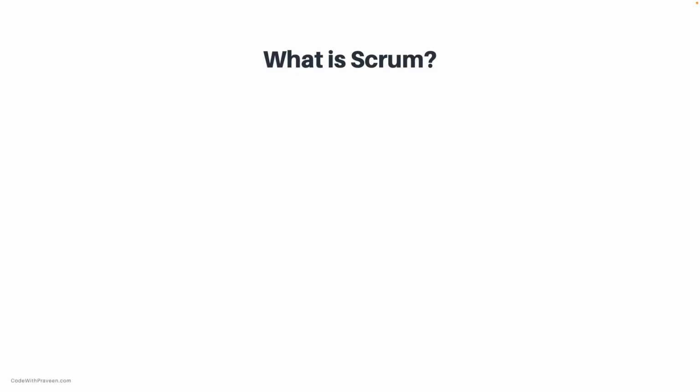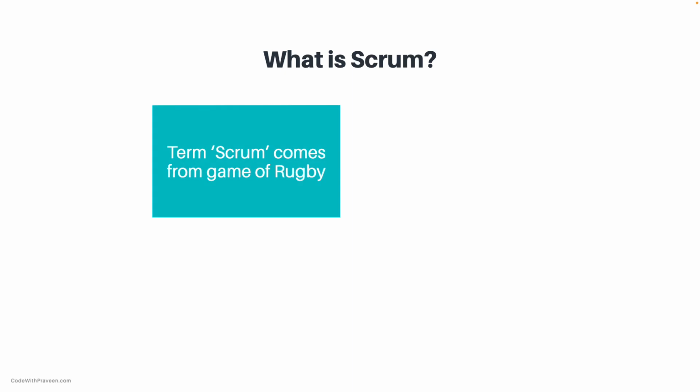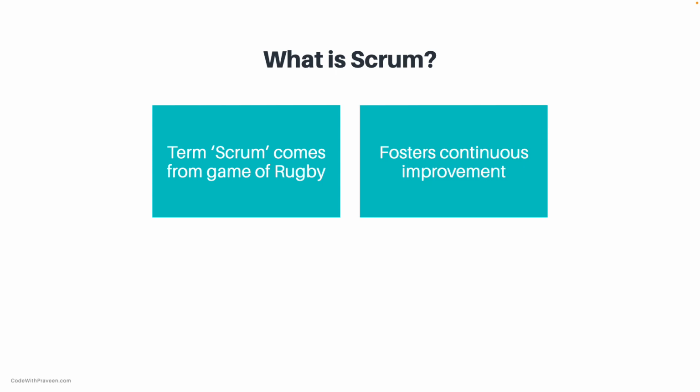Next, let's look at some of the characteristics of Scrum. The term Scrum comes from the game of rugby to move the ball down the field. In the Scrum framework, you work as a team to move towards the team's goal. Scrum fosters continuous improvement so that the product's quality is improved on a continuous basis. The improvements need not be only those that are major. Any minor improvements too are fine.